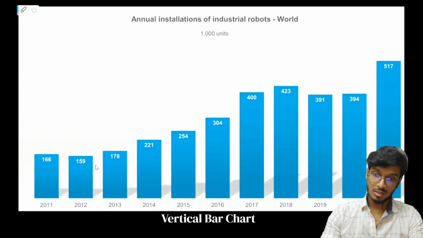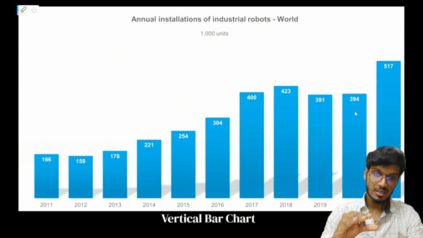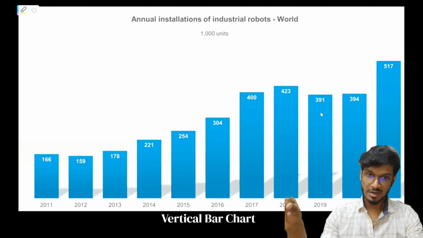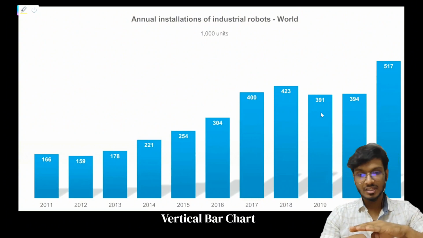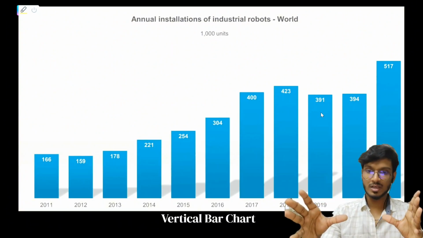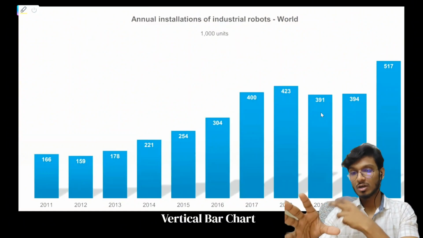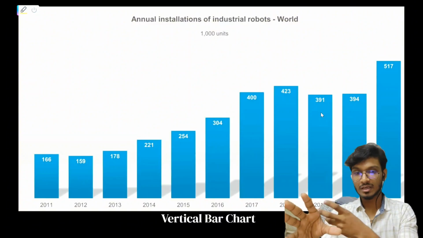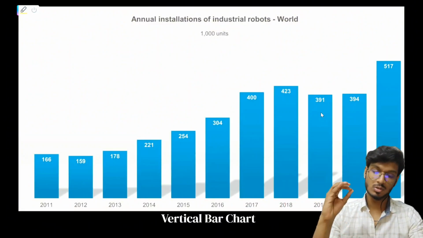So basically, in the whole graph, you can see it is gradually increasing till 2018, and after that, 2019 and 2020 is stable and a decrease because of COVID-19. There is a decrease in the annual installations of the industrial robots, and after that, the graph again increased in 2021. By representing the data in this kind of way, we can understand to what extent the particular technology has increased or decreased. So we'll get to know about the overall.